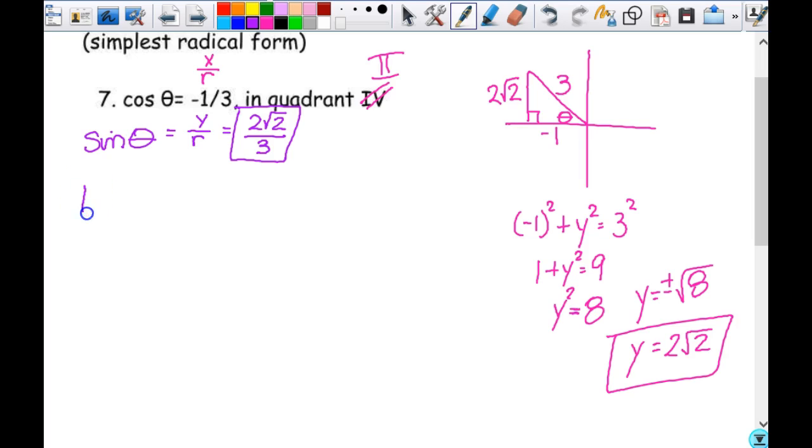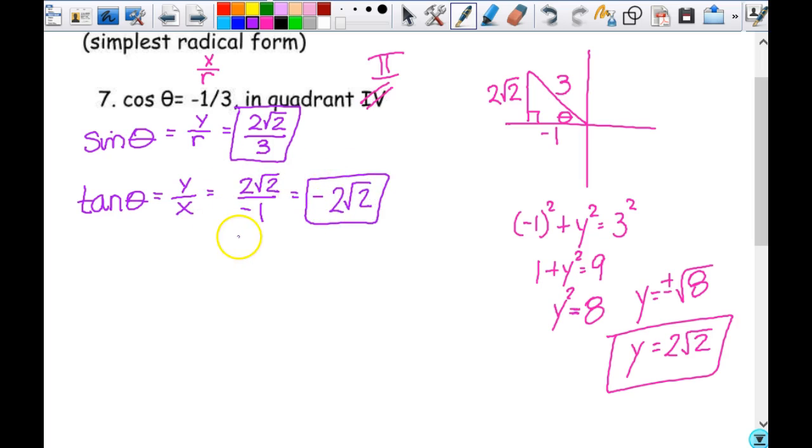Cosine's already there. So then tangent theta, that is what over what, just in general? Y over x. So that gives me 2 square root of 2 over a negative 1, which is just negative 2 square root of 2. Totally fine to skip that step right there if you know what it's going to be. I just want to make sure I don't lose anybody, because when you look down and write and look back up, you don't know where things came from. All right, so I've done sine, cosine, and tangent.